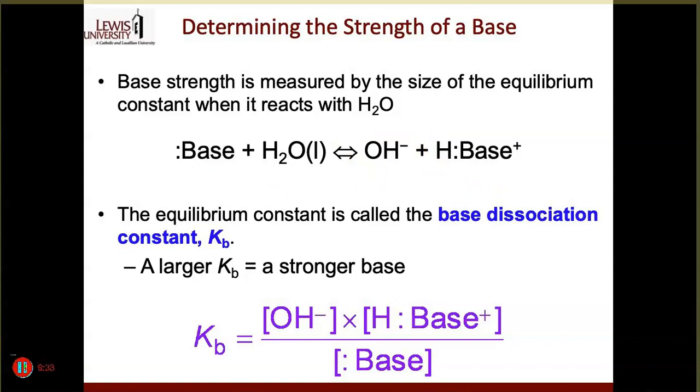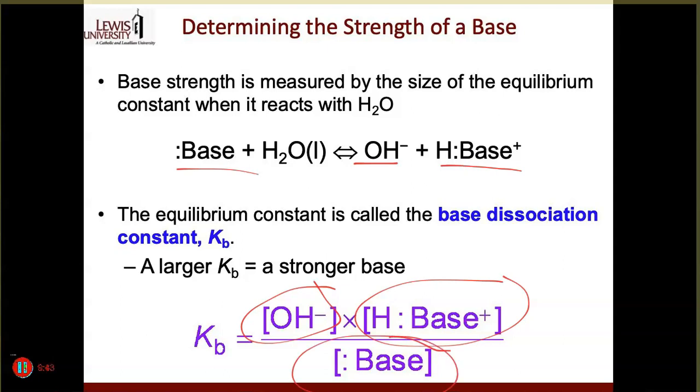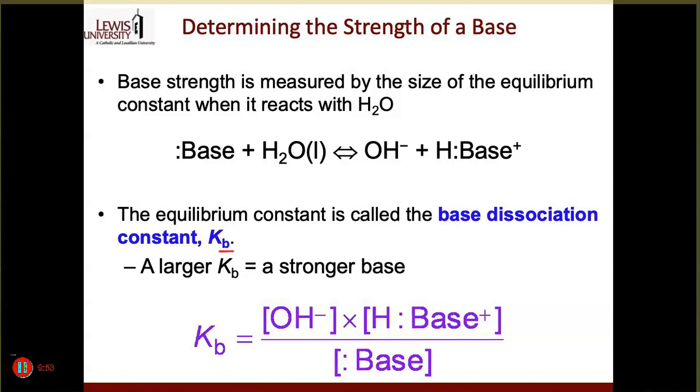So if we look at the equilibrium constant we could write for this, our products are OH minus and this conjugate acid version of the base, which show up here in our numerator, and our reactant is the original base there, but H2O doesn't show up because it's a liquid. This is known as a Kb value, or a base dissociation constant. So whenever we're talking about acids or bases and their dissociations, we use the subscript A or B. To talk about a base, we use B. To talk about an acid, we use A. That's how we distinguish between the two.